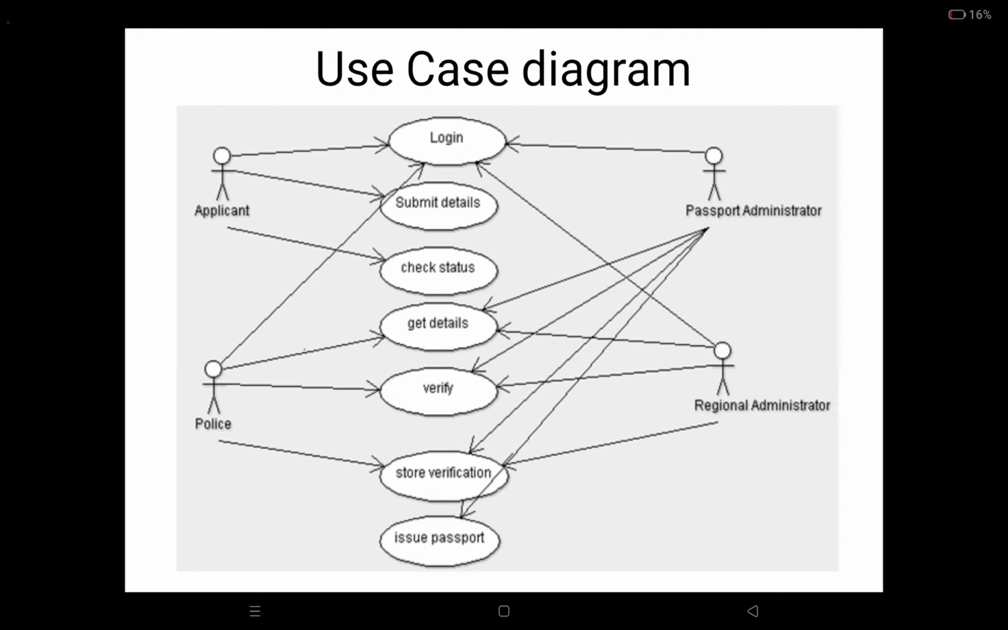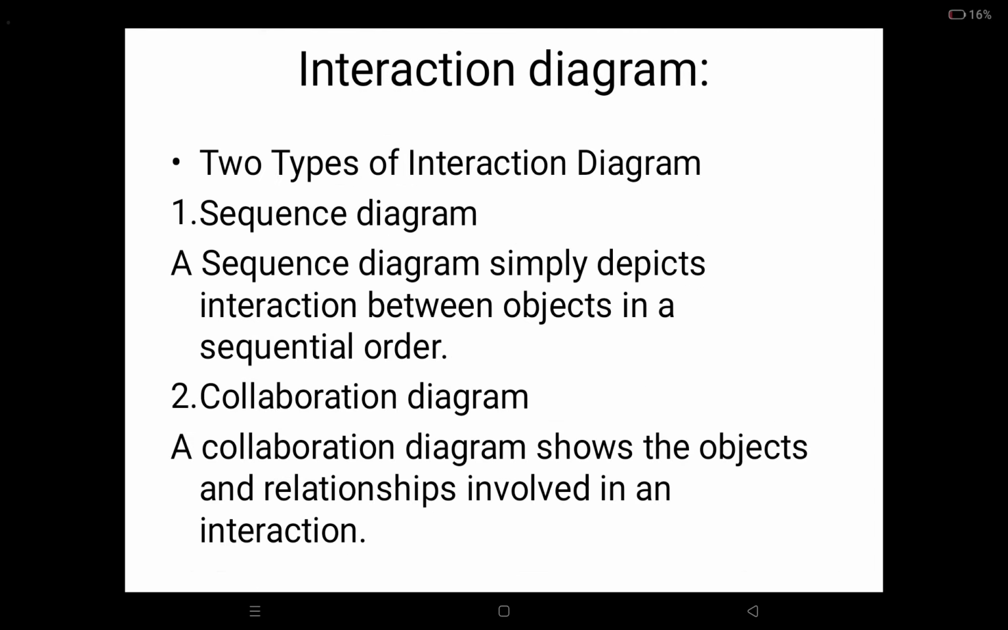This is very important: how the user can interact with the system, how the applicant interacts with the system, how the police can interact with the passport automation system. What is the role of the passport administrator? What is the role of the regional administrator? It is mainly used to show how the user can interact with the system. This comes under the category of behavioral diagram. We will discuss it later.